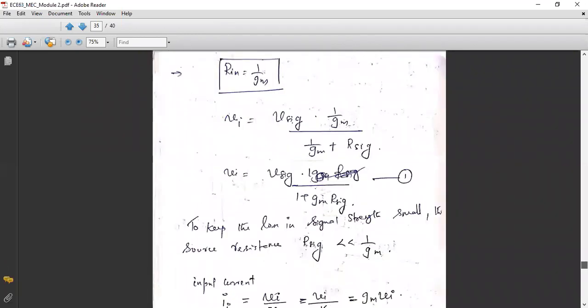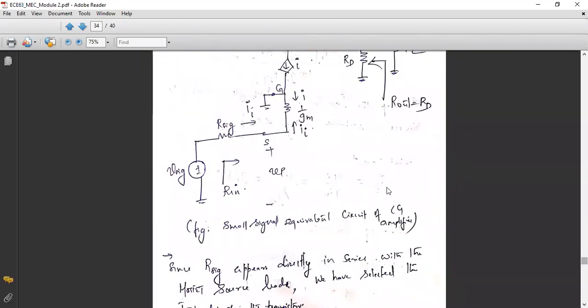Now you will write a relation between Vi and Vsig. I told you, even though Vsig is the input signal which is to be amplified, that input signal will not appear across the source entirely. Some voltage it will be dropping across RSIG. The remaining voltage will be coming across the source to ground terminal, that is represented as Vi. So here you have a voltage division between RSIG and the source. Some voltage is dropped across RSIG and the remaining voltage comes across the source.